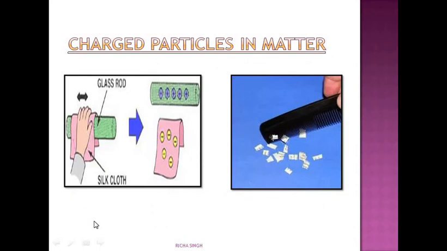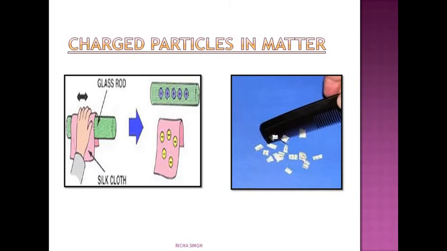You all know that there are charged particles in matter. How can you say that charged particles are actually present? Simple. If you rub your hair with a comb and bring the comb near small pieces of paper, or if you rub a glass rod with a piece of silk cloth and bring it near some balloon or some uncharged object, what happens? The glass rod attracts the balloon.